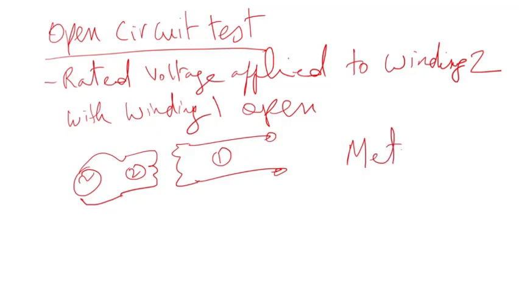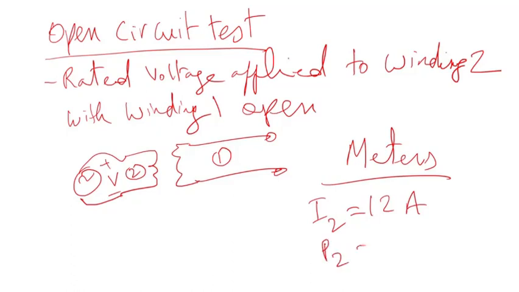So the meters in this test measure the following quantities. I2 is equal to 12 amps, and P2 during this test is equal to 200 watts. So these are the two tests that were performed.